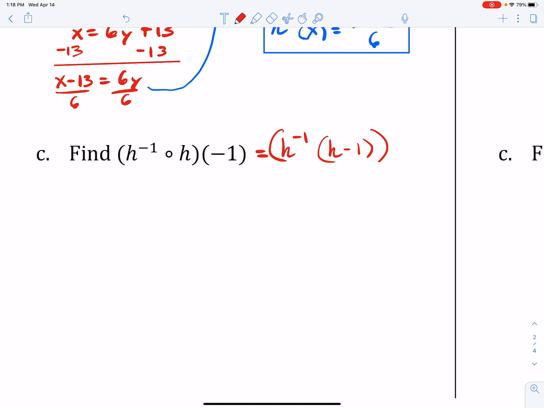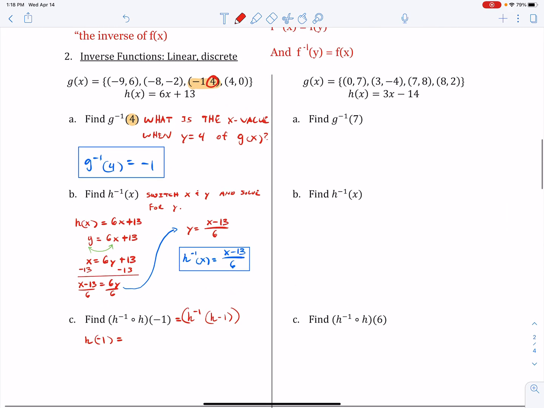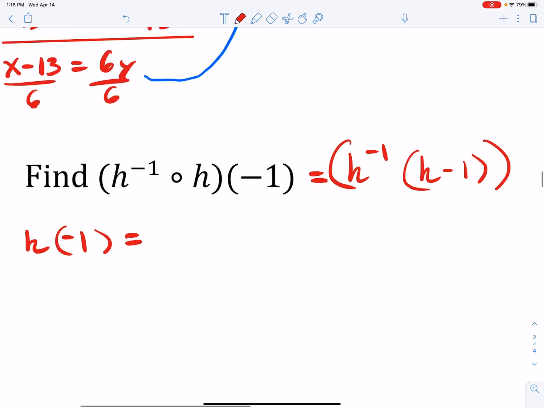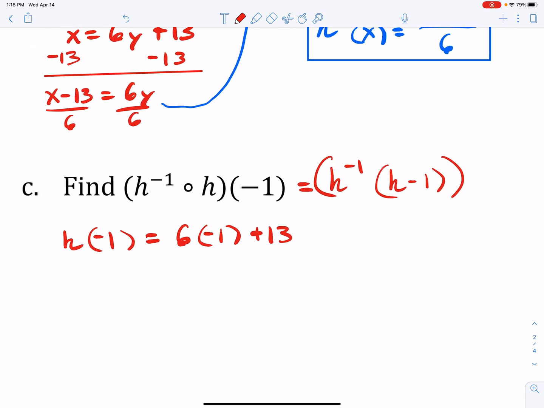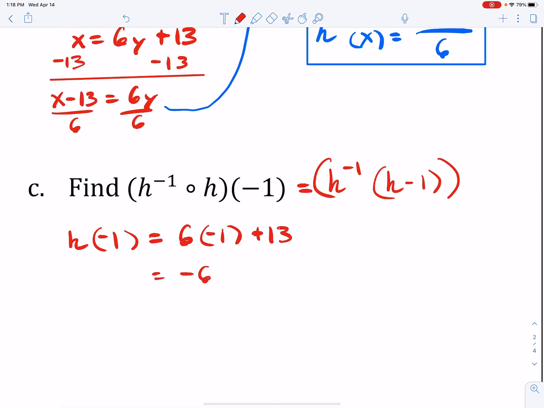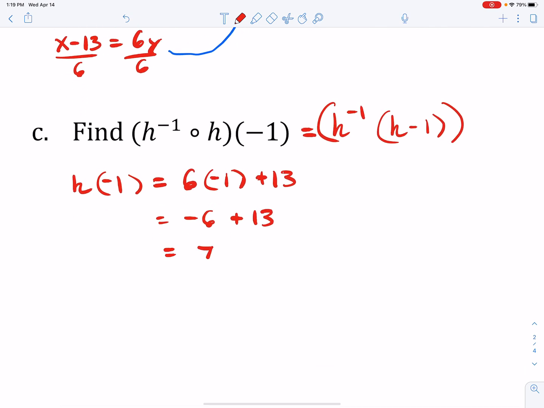Well, I know that we'll have h of -1, okay? I know what h of x is, right? That's given in the original problem right here, 6x plus 13. So we're going to have 6. I don't need to put x there. I already know what x is. X is -1. At this point, we should know that. Plus 13. Let's go ahead and solve. -6 plus 13. That equals 7.